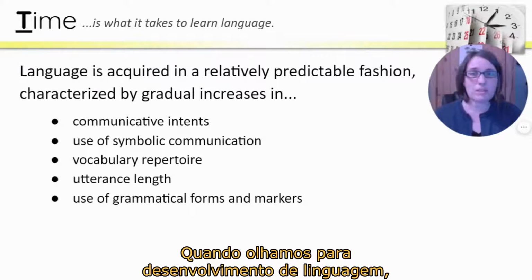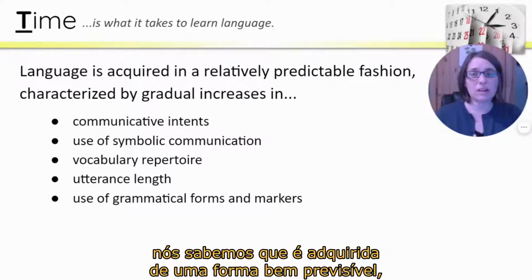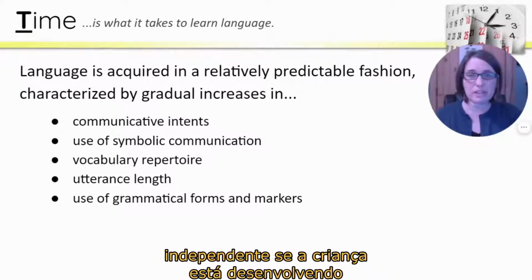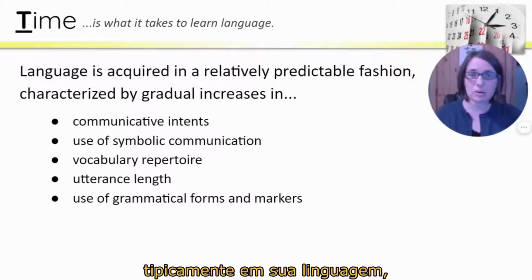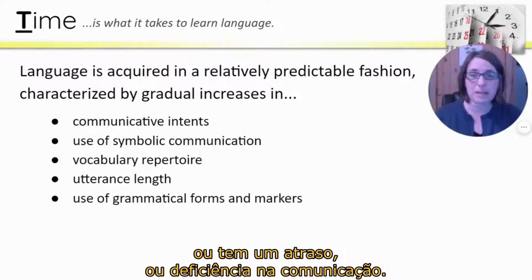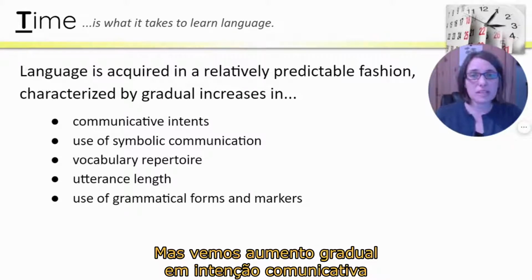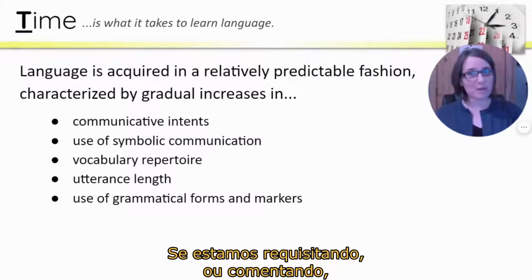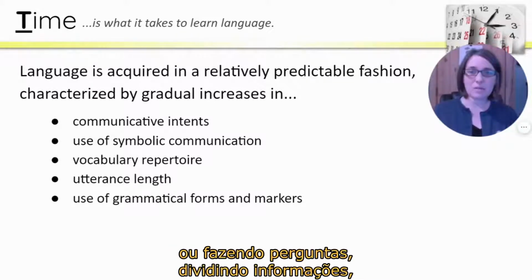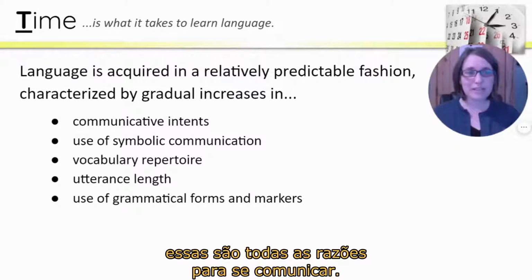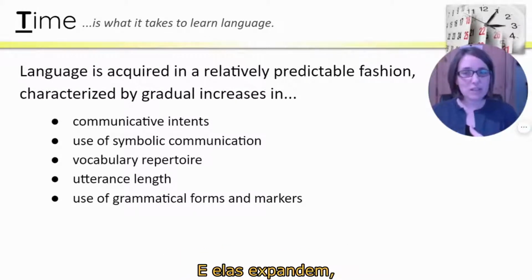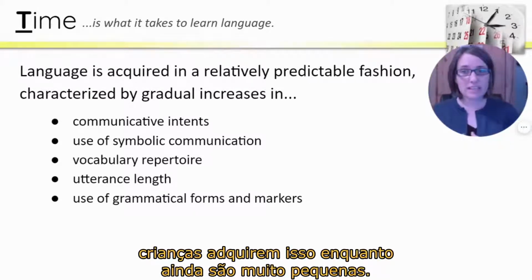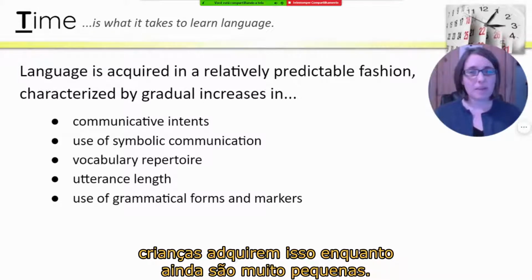When we look at language development, we know that it is acquired in a pretty predictable fashion, regardless of whether a child is typically developing in their language or has a communication delay or impairment. But we see gradual increases in communicative intent, and this is the purposes for communicating. So whether we're requesting or commenting or asking questions, sharing information, those are all reasons for communicating. And those expand really, kids acquire those really at a very young age.